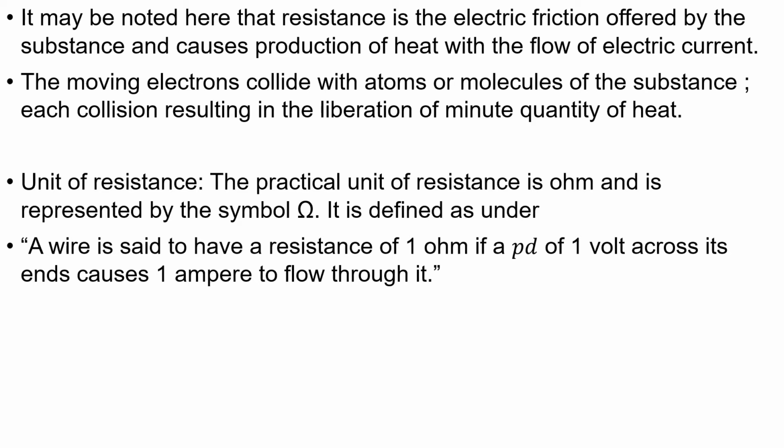Unit of resistance. The practical unit of resistance is ohm, and is represented by the symbol ohm. And it is defined as: a wire is said to have a resistance of 1 ohm if a potential difference of 1 volt across its ends causes 1 ampere to flow through it.